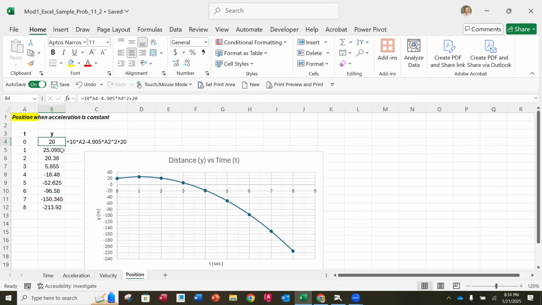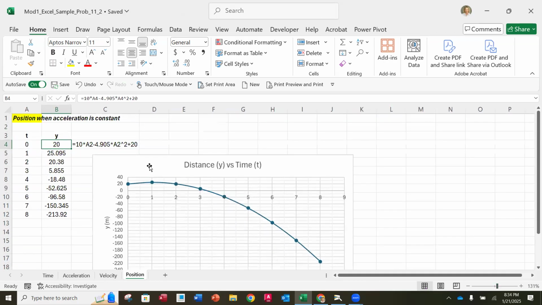And then just make sure that it's distance in the y direction to time. And then you should get 20 for your first value, and then you can kind of see the ones that I have here. Okay. And this is position when the acceleration is constant. So again, this would be showing the graphs as asked for in part D. So you can simply take the screenshots here.